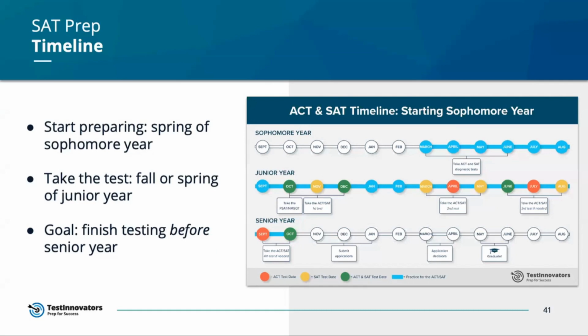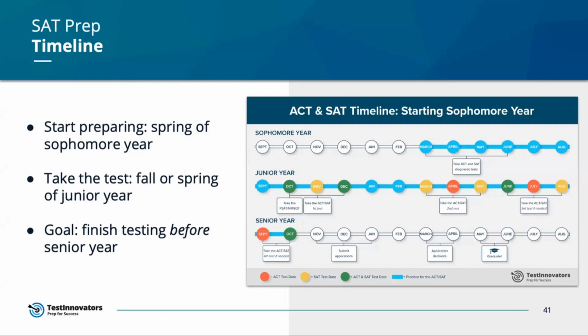A lot of people have a wide range of time in which they can take the SATs. So people start at different times. There's no one perfect answer, but this is generally what we recommend.